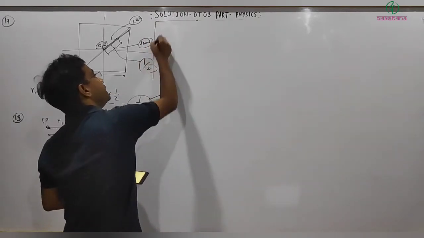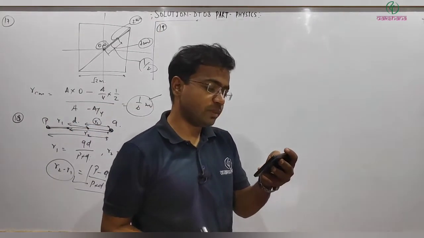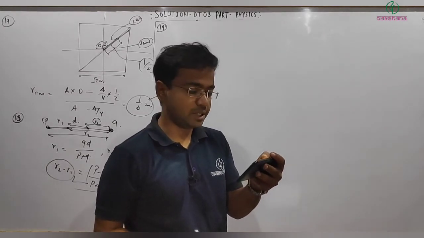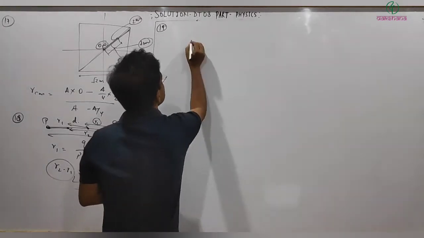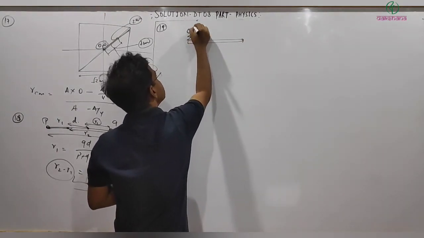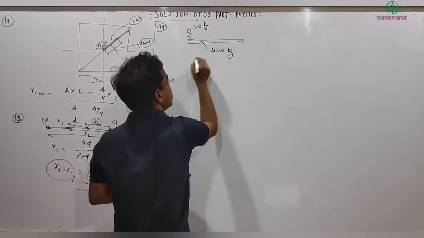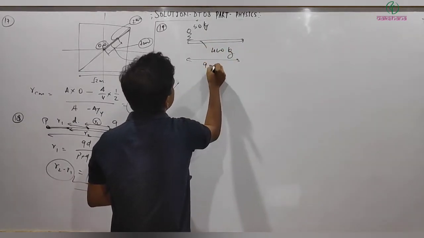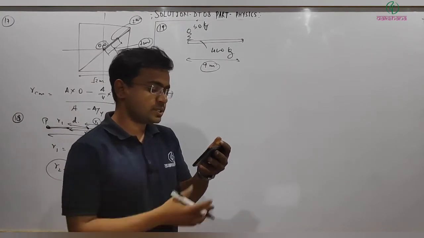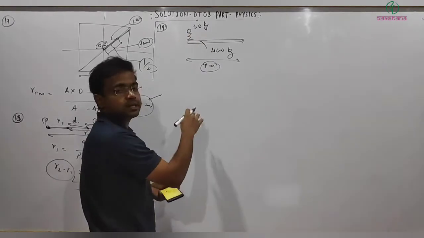Next, question number 19. A boy of mass 50 kg is standing on one end of a boat of length 9 meter and mass 400 kg. So let's say this is a boat, and one boy of mass 50 kg, the boat is 400 kg, standing, and this length is given as 9 meter. If he runs to the other end, the distance through which the boat moves is asked. This is a standard type of problem.